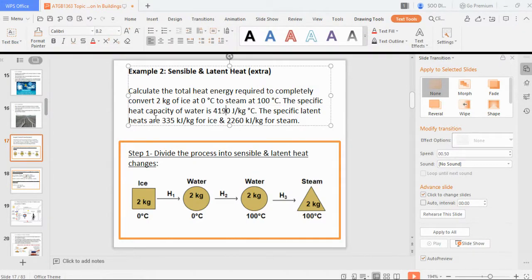4190, and the latent heat is 335 for ice and 2260 for steam. This latent heat is for the change of state from ice to water, and water at 100 degrees to steam at 100 degrees. And this specific heat capacity of water, 4190, is for the change of temperature of water from 0 degrees to 100 degrees.